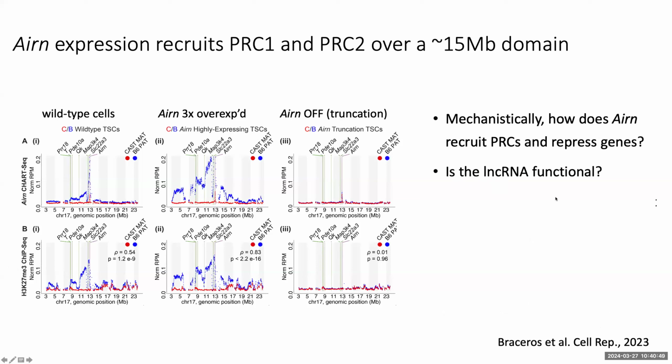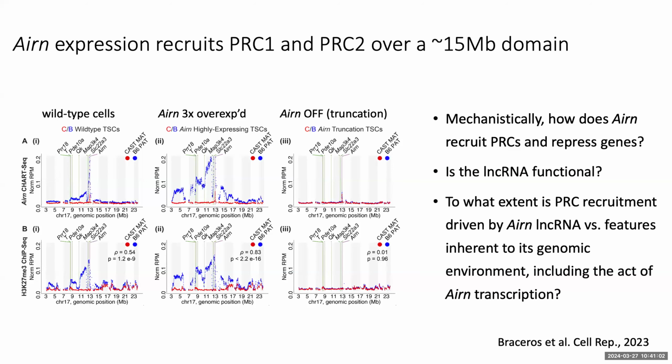And in this particular case, it's even been questioned whether the RNA itself is functional, or is it something associated with perhaps its active transcription in this region of the genome that's leading to these really incredible phenotypes. And so the question I'll begin to address now in the coming slides is, to what extent is Polycomb recruitment in this region of the genome driven by Airn versus features that are inherent to this region of the genome, including the act of Airn transcription?